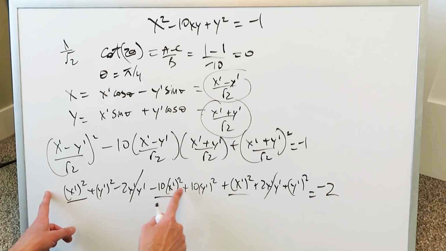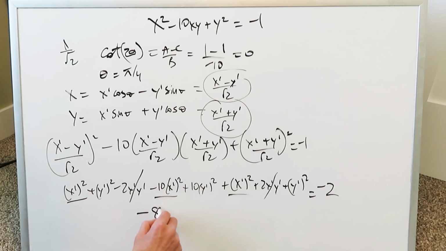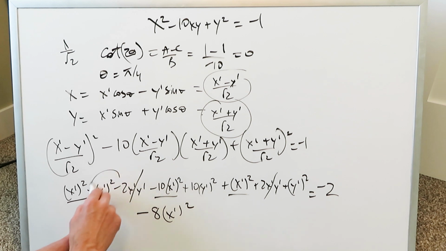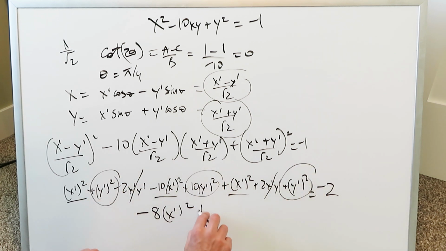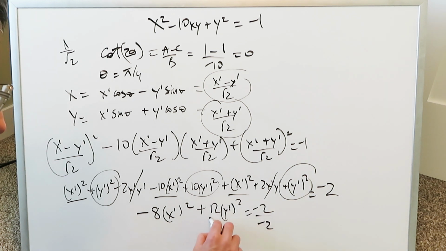You have a 1, 1, and a minus 10. That's a minus 8 x prime whole square. Now let's look at your y prime whole squares. You have a positive, and then a positive. That's a 12 y prime whole square equal to minus 2. Now take the minus 2 and divide everything by minus 2, and you'll see everything will take a good form.